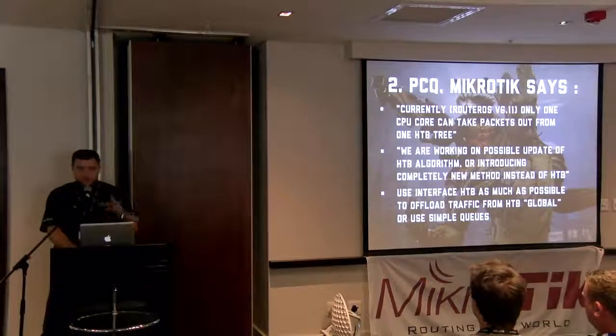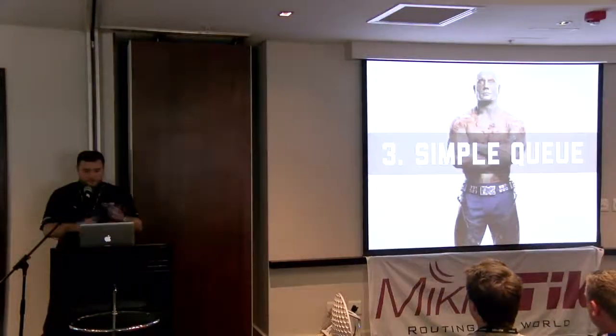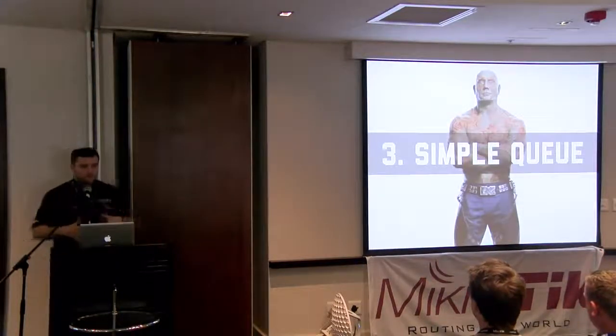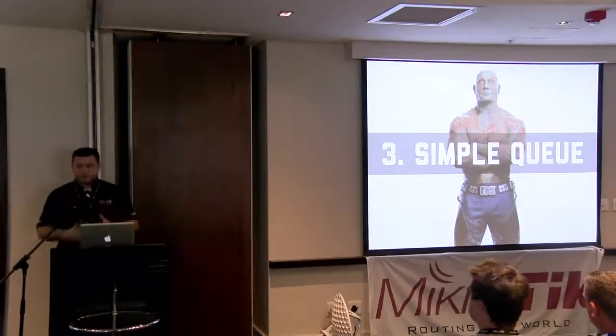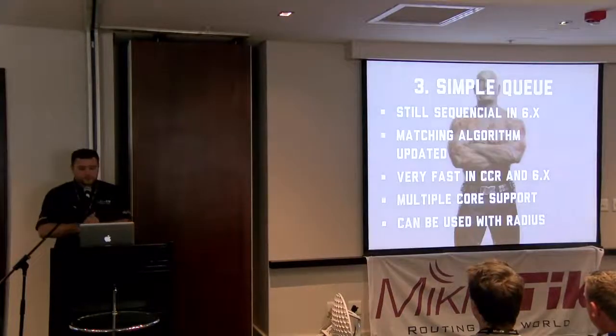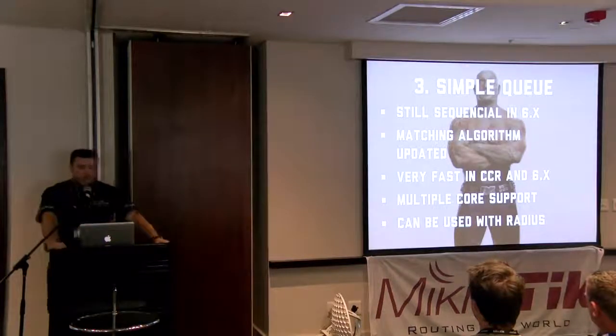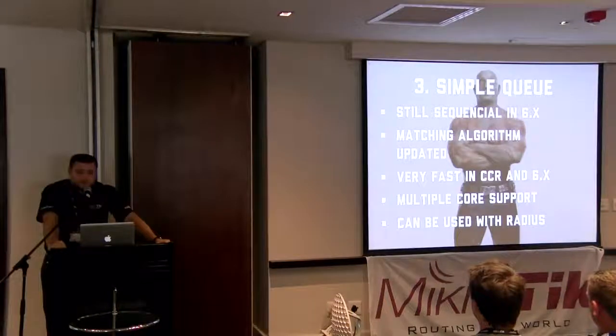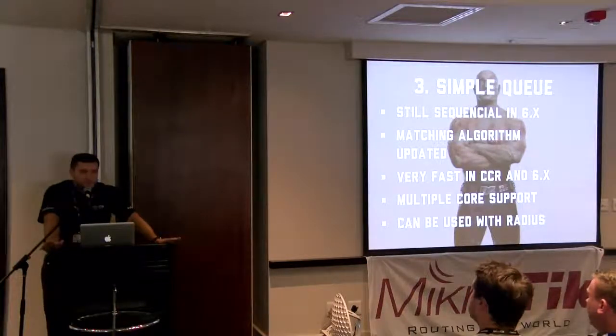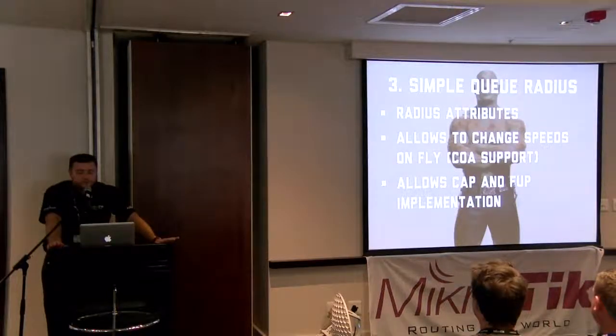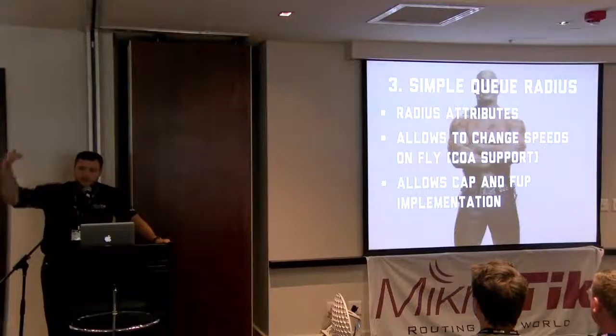The third type of queues is a simple queue. This guy. He is simple, he's strong, so this is what we are looking for. Simple queues are still sequential, but the matching algorithm was updated, and it's very fast in Cloud Core and in RouterOS 6. We have multiple core support, and we can use RADIUS. So for example, we create a PPPoE session, and automatically via RADIUS attributes, like here, we set up the speed. So the queues are created dynamically.